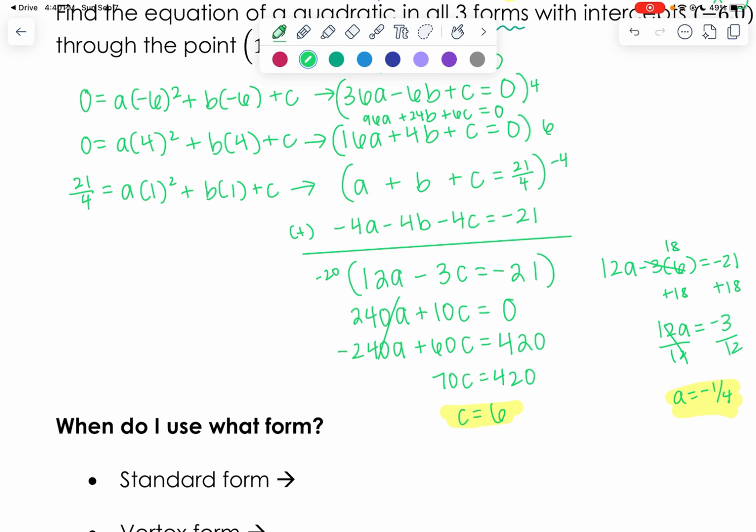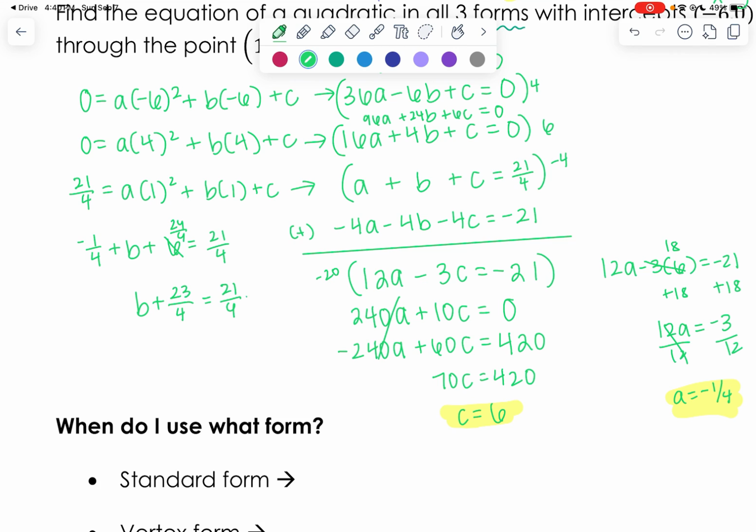So I had A plus B plus C. So I have negative 1/4 plus B plus C, which is 6, equals 21/4. The reason I picked this one is because I have a fraction, and it's just this that I have to worry about getting a common denominator with. So 6 times 4 is 24, so that's 24/4. Negative 1/4 plus 24/4 gives B plus 23/4, because 24 minus 1 is 23, equals 21/4.